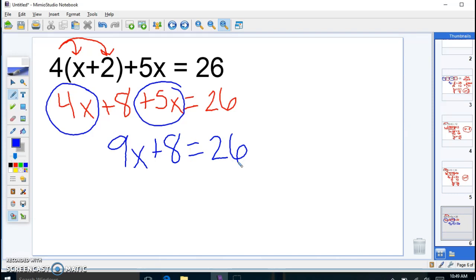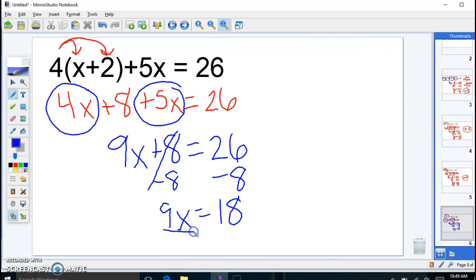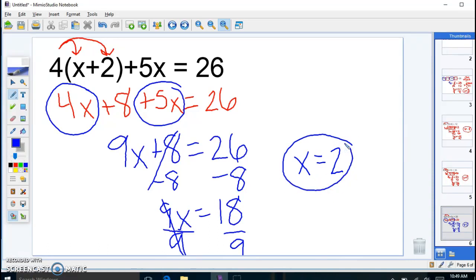From here, the inverse of adding 8 is subtracting 8. Make sure you do it to both sides. That cancels. And 9x is equal to 26 minus 8, which is 18. The last thing I need to do is divide both sides by 9, because that's what's being multiplied to the variable x. 9 divided by 9 is x, or 1x, and 18 divided by 9 is 2. Therefore, you should have had an answer of x equals 2.